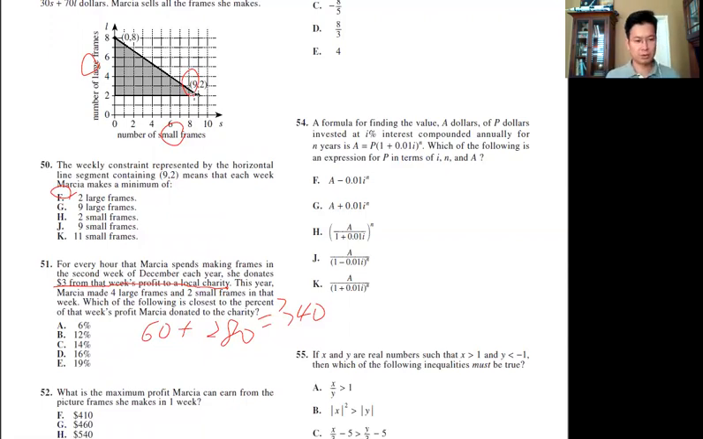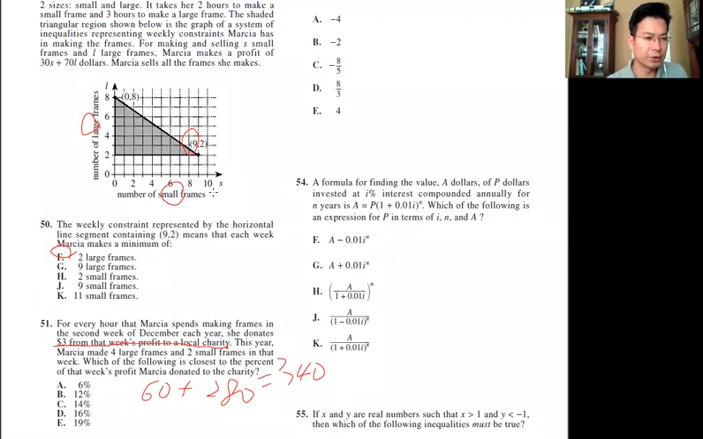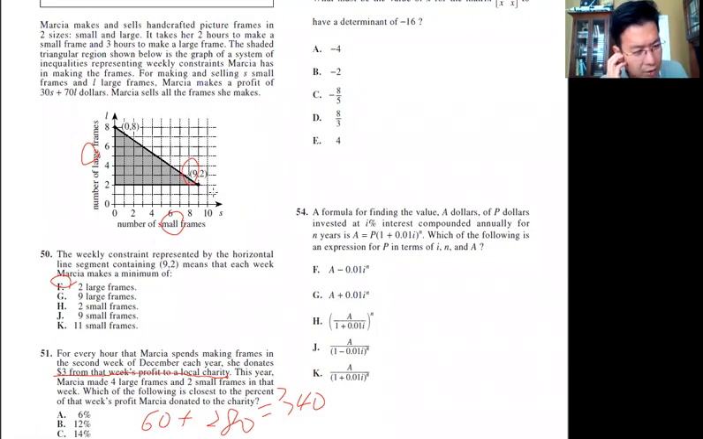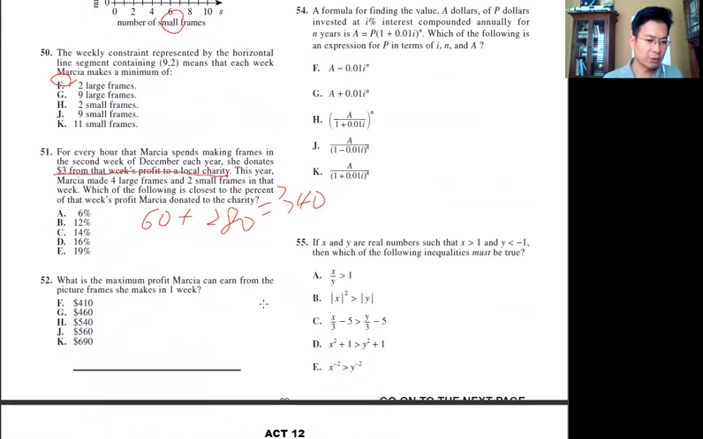Okay, let me do it again because I got confused and I kind of stuck, because I got the way too big number so that there's no answer choice that I have. Let me just read the question. If you get confused, the best thing you do is reading the question. For every hour's frame. Okay. Every hour, I didn't see this one. So she donated $3. Every hour makes spent making frame in the second week of December each year. She donated $3. So every hour.